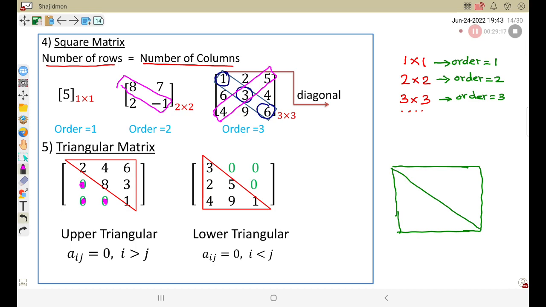In the upper portion triangle, any number is possible: 1, 2, 3, 4, 5, 6, 7, 8, including 0. But if the down numbers, these three numbers, are 0, it is called an upper triangular matrix. Now if the up three zeros are there, we are calling it a lower triangular matrix. Lower side numbers, upper side 0. That is the meaning of lower triangular matrix. I hope you understood, correct? Lower triangular and upper triangular matrix.